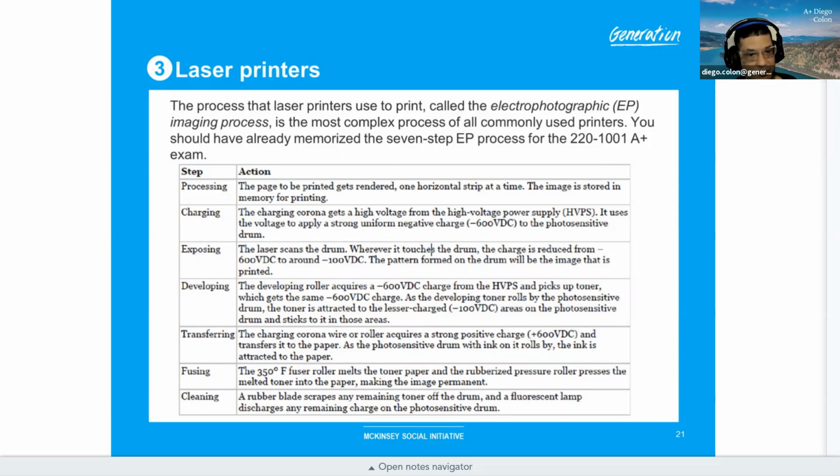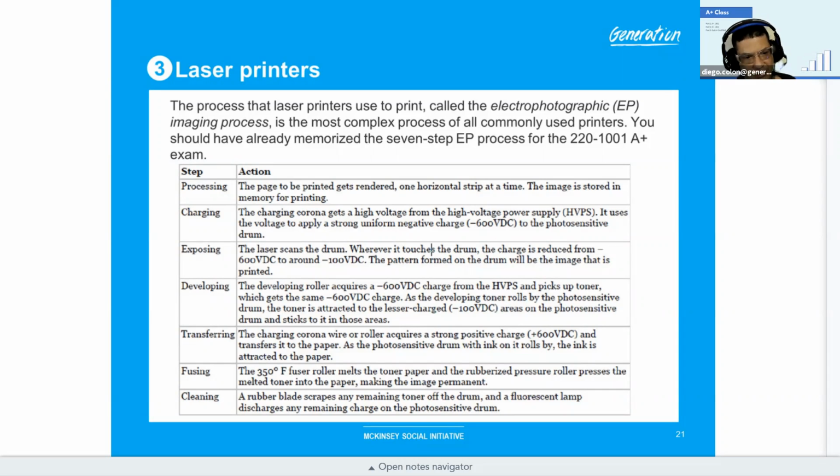And here is where the roller acquires a negative charge from the HVPS, right? It picks up the toner, which gets the same negative charge as the developing toner, as we saw when it goes through those two rollers, and the lesser one gets attracted to the paper. All the toner then jumps onto the paper. Next is the actual transferring, where the corona wire roller acquires a strong positive charge and just poof, throws it onto there.